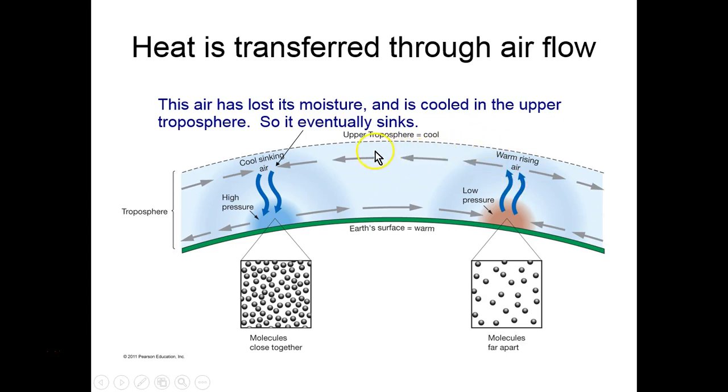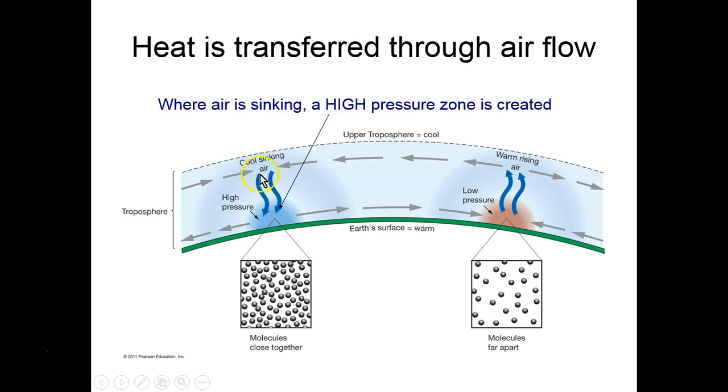Now this air that is moving away has already lost its moisture. It doesn't have water vapor in it anymore. That water vapor was released as rain. So now it's up in the upper part of the troposphere, which is cold. That air gradually gets colder and colder until it eventually gets dense enough that it sinks back down. That's what's shown right here, the air sinking back down. Where air is sinking, a high pressure zone gets created.